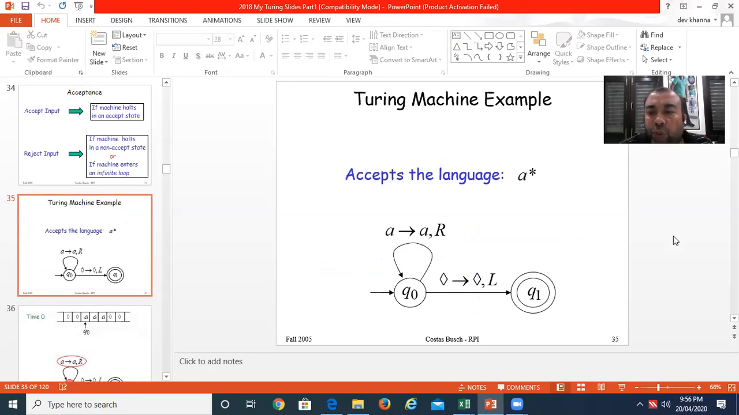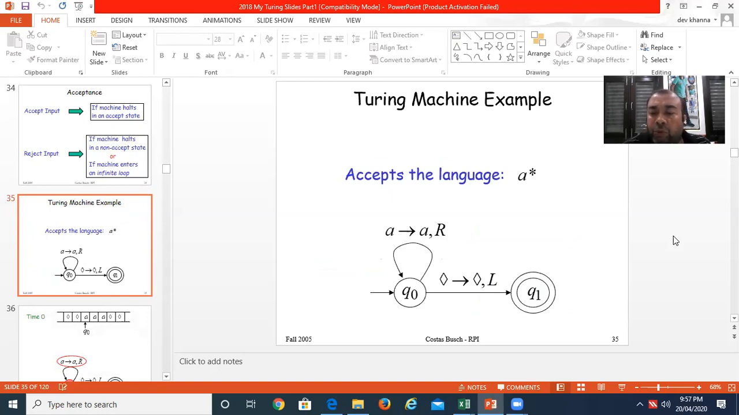Now let us take the simplest example. We have to draw the Turing machine for A star. A star means 0 number of A's, or 1 number of A, 2 number of A, 3 number of A, or n number of A's. A star. Okay. So this is the machine.